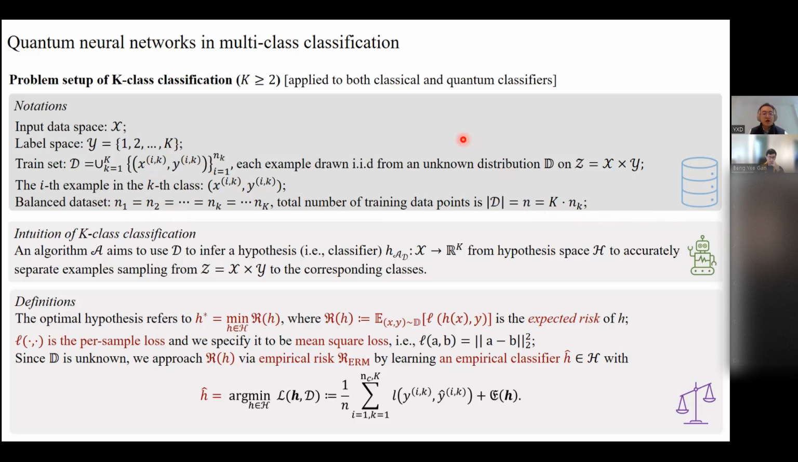When we want to use an algorithm to solve a K-class classification task, this algorithm can either be quantum or classical. We want to use this algorithm A to learn the training dataset D to infer a hypothesis H. This hypothesis can well separate examples sampled from the space X times Y into the corresponding classes. The optimal hypothesis is the one that minimizes the expected risk defined here. Here, the notation L denotes the per-sample loss. In this paper, we specify it as the mean square loss, and D refers to the distribution of the data space X times Y. It may be noteworthy that this distribution D is generally unknown, so we cannot directly calculate the expected risk.